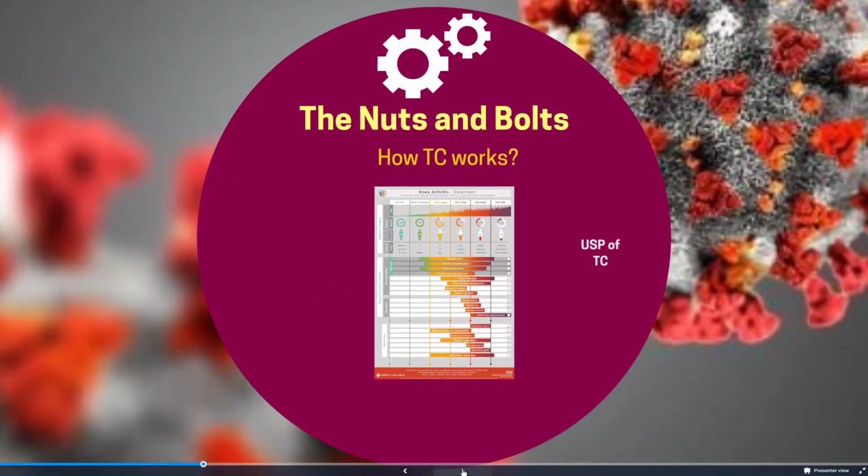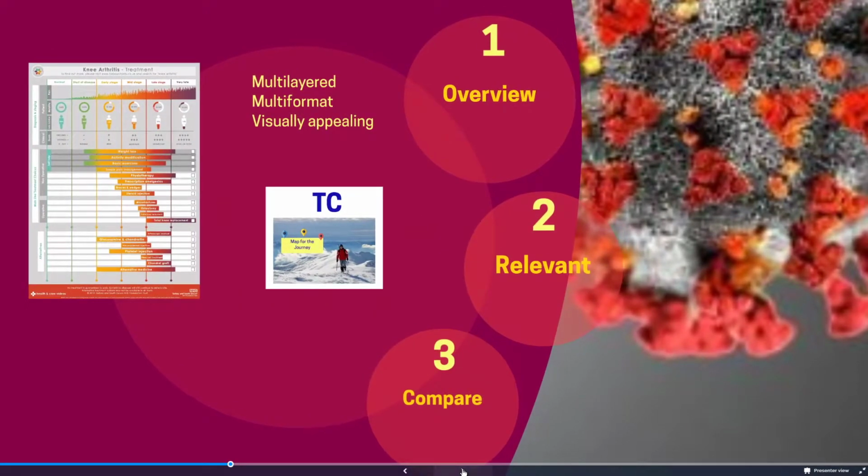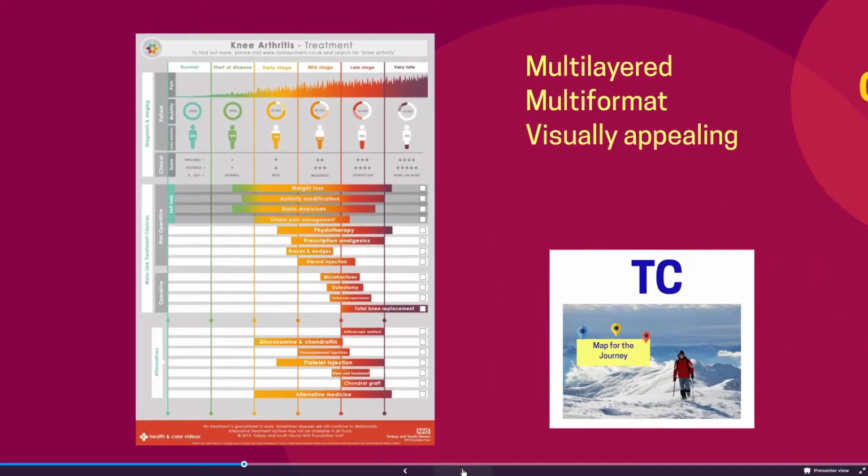Now let's go to the nuts and bolts of the Torbay Chart PDA system. Torbay Chart is a revolutionary new tool in the aid of SDM conversation. It approaches the situation in a completely unique way. There are three key unique selling points for the Torbay chart. Number one, overview of the entire journey. Number two, presenting relevant treatments. And number three, a self-directed comparison. How does this do that?